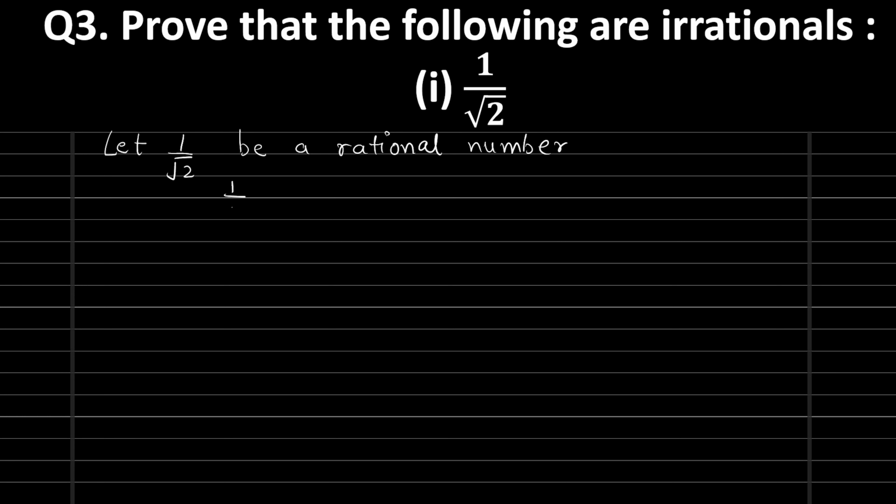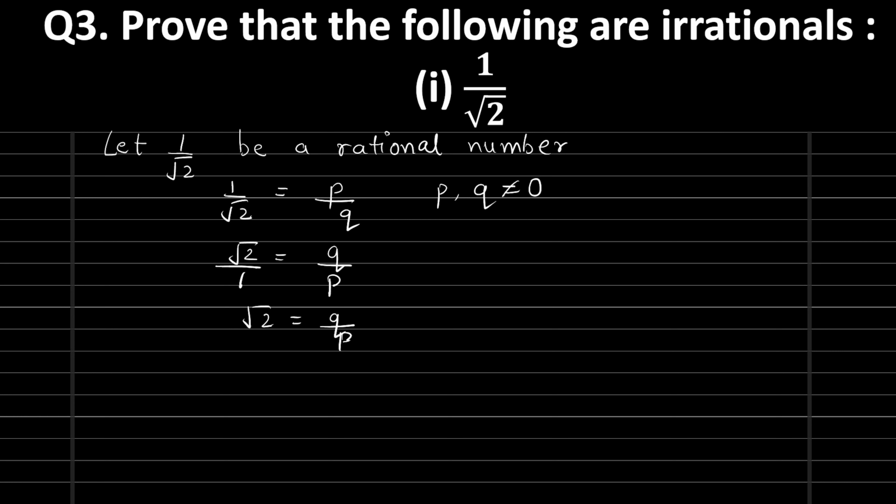So definitely 1 upon root 2 can be written in this form, p by q. Now over here, p as well as q should not be equal to 0. P should not be equal to 0 as well as q should not be equal to 0. Now, why is it so? Because over here we will take the reciprocal. So when we take the reciprocal, it will become q upon p, right? And on the left hand side, you will get root 2 upon 1. So, it can be written as root 2 is equal to q upon p.